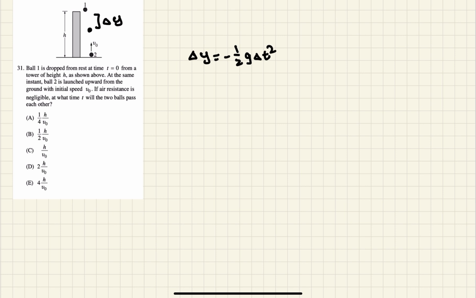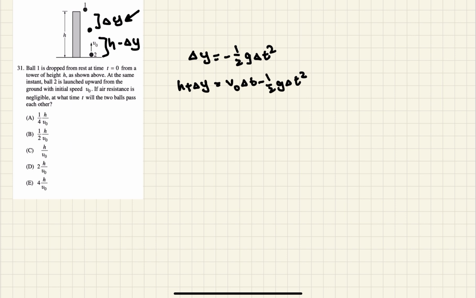On the other hand, ball 2 starts at 0. It travels a total of h minus delta y, not just delta y, but h minus delta y, and that's equal to, this time it does have an initial velocity, v naught delta t minus 1/2 g delta t squared. Now, if you were to add these two equations together, or sorry, one quick thing. This isn't technically right because delta y should be a negative value, and so this should be h plus delta y.